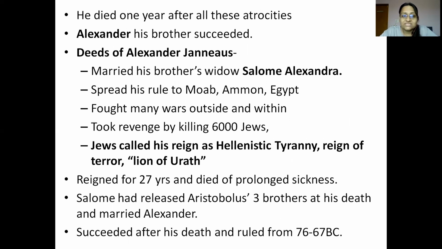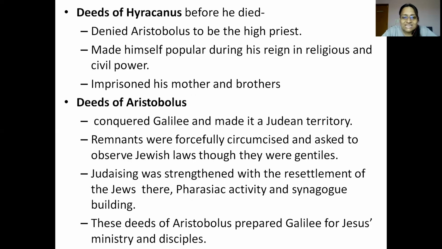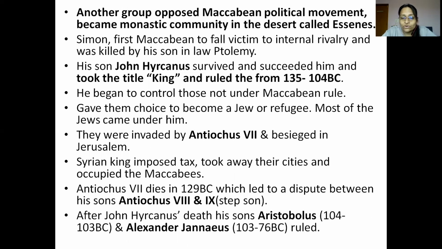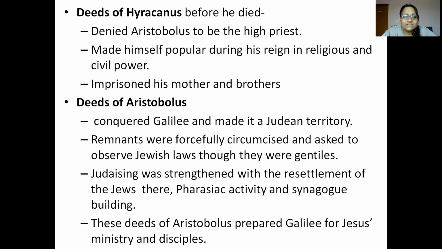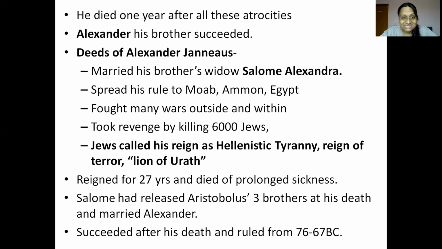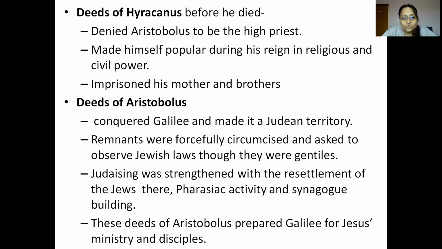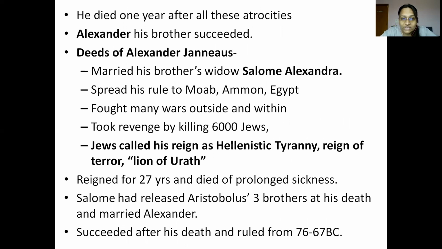Alexander, his brother, succeeded him after that. So Alexander now ruled, we can say Alexander ruled for a longer period of time. Okay, so what were his deeds? Alexander Janus's deeds. He married his brother's widow. That is, he married whose widow, whose wife? Aristobulus' wife. He married Aristobulus' widow, Salome Alexandra.